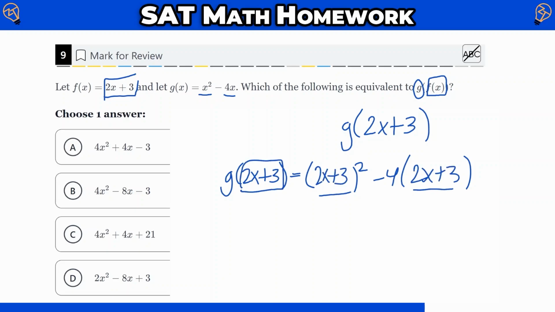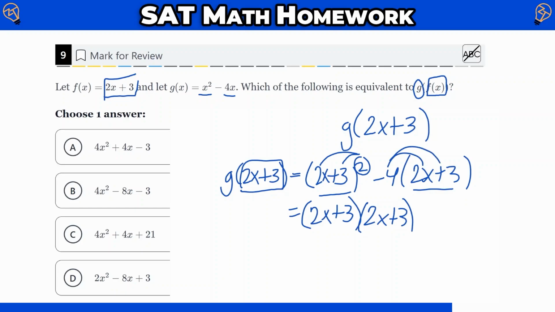And then to simplify, think about the fact that when something is squared, it really means times itself. So don't make the mistake of thinking, oh, I just distribute the exponent. No, 2x plus 3 squared means 2x plus 3 times itself. And I could also go ahead and distribute this while I'm at it. I get negative 8x. I distribute the negative 4 to the positive 3 to get negative 12.